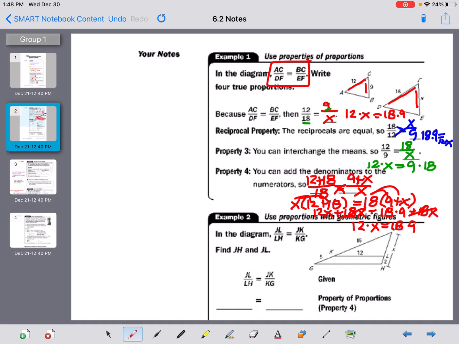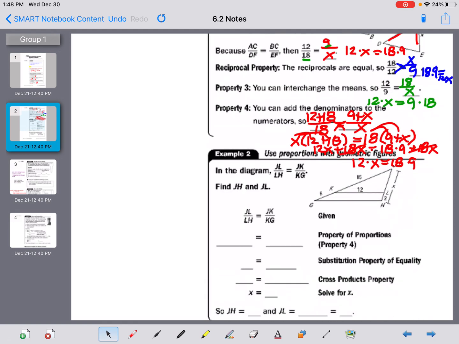So throwing some values in here, we can see this is still the exact same thing, whether we do the reciprocals of both, whether we interchange the means, whether we add its own denominator on, we still get the exact same values, okay? Again, key idea here, we can have different setups for our proportions and still get the same answer. So don't worry if your work looks different than your neighbor's. If you both set them up correctly, you'll both get a correct answer.